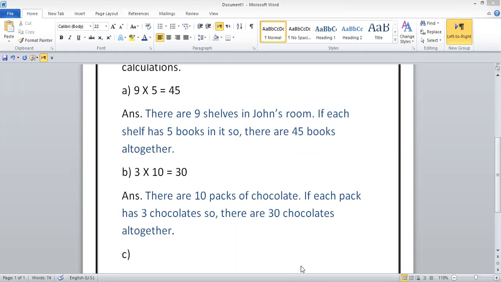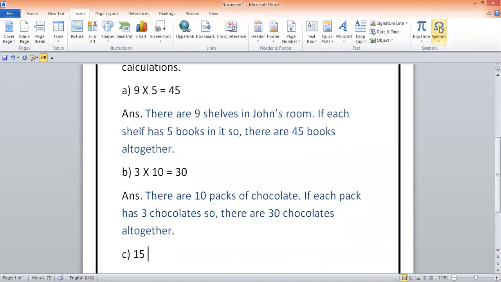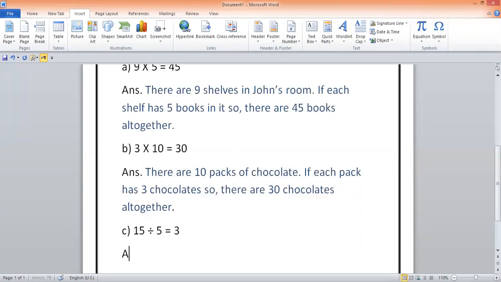I'm going to write C. That is 15 divided by 5 equals 3.